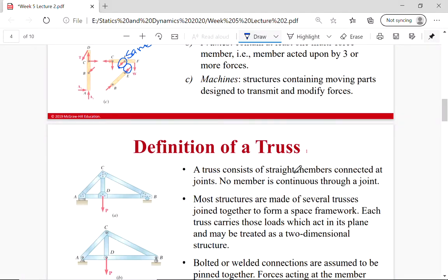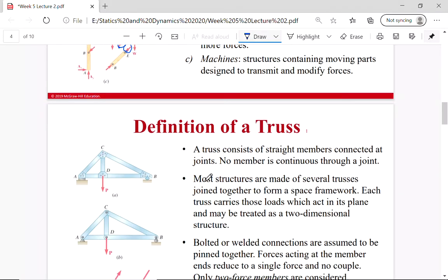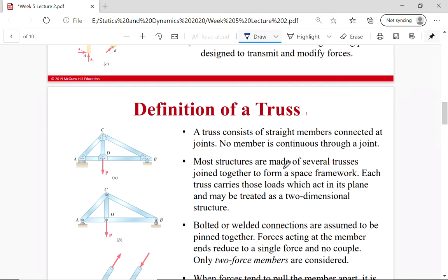So a truss consists, again, of straight members connected at joints. No member is going to continue through a joint because, again, it can only have forces at its endpoints. Most structures are made of several trusses joined together to form a special framework. So you don't often have just one technical truss structure. Each truss carries the loads which act in its plane and may be treated as a two-dimensional structure. So you can think of these as like bridge or building supports, where there's really two directions that you're carrying forces. The third one, for like the thickness of these beams, tends to be pretty nominal. You don't care about it much.